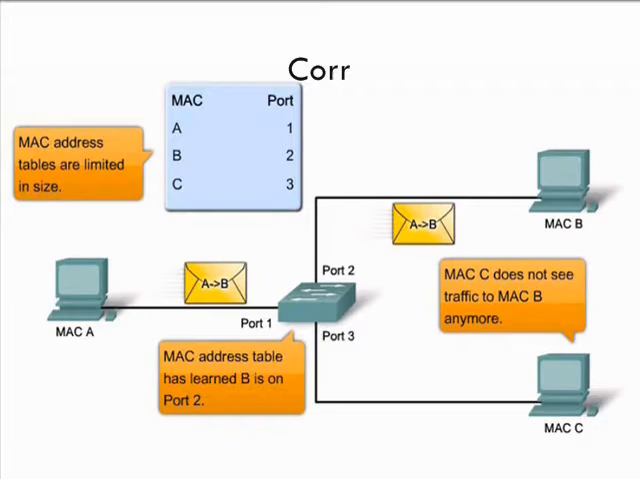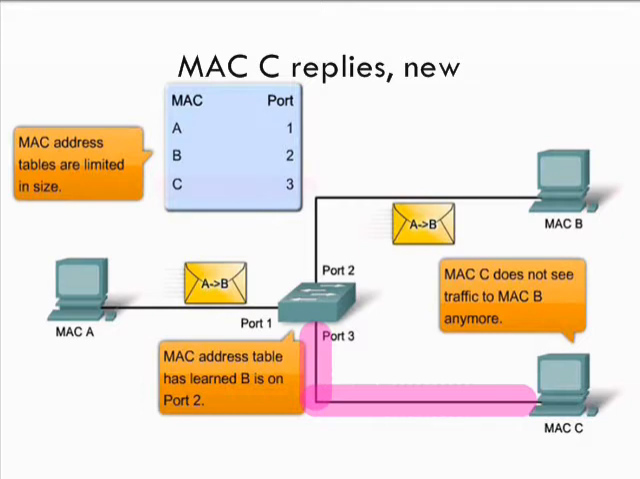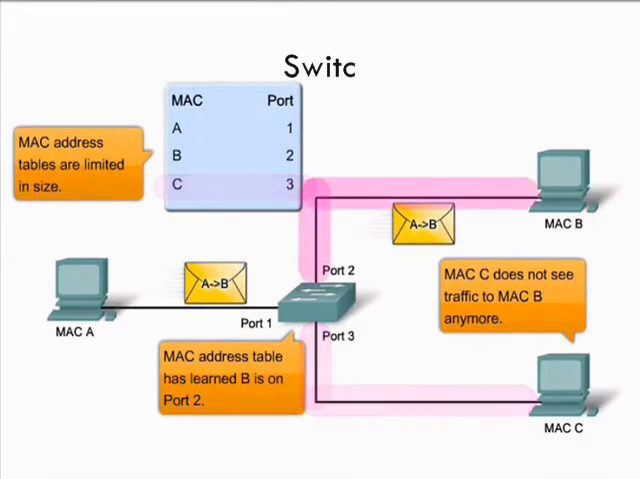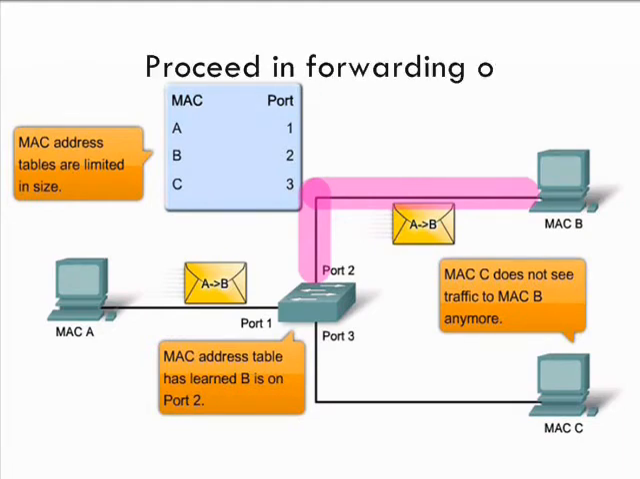This shows the correct CAM table. Since the CAM table is fixed, it only learns the associated port found. Also, we know that once MAC-C replies, the switch will learn that it's on port 3 and enters this in its CAM table as a new entry. Now the switch has learned that B is on port 2 and thus proceeds in the forwarding of frames.